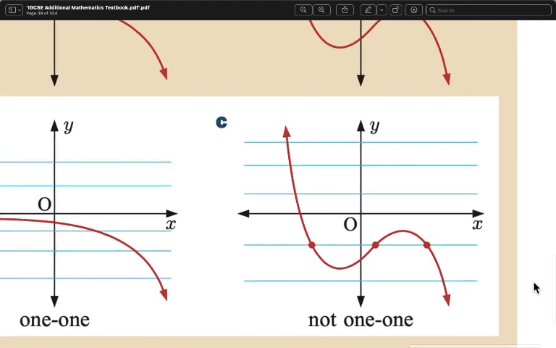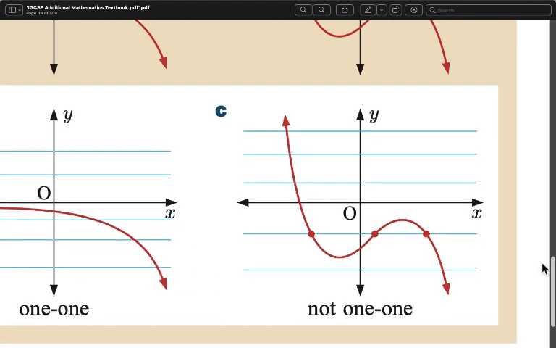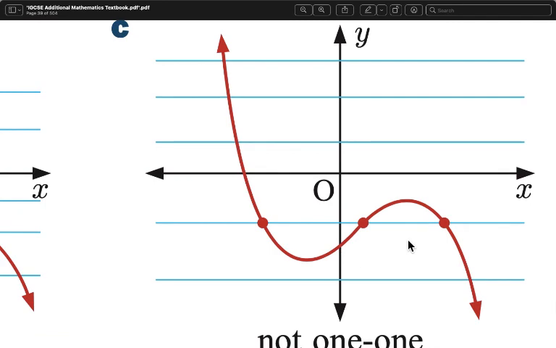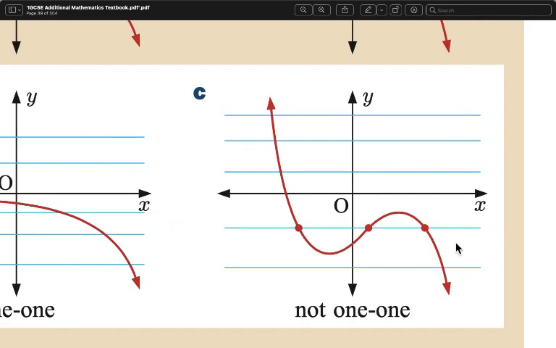For one-to-many mapping, you can see from the example right here. For each different value of x, you may obtain 3 different values of y. This is not a function as there are 3 different y values.